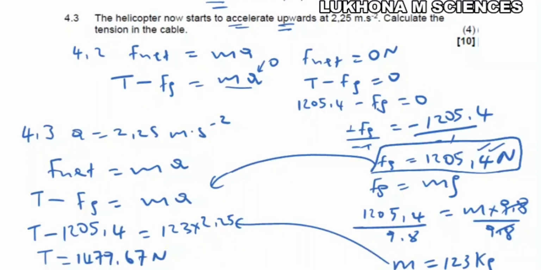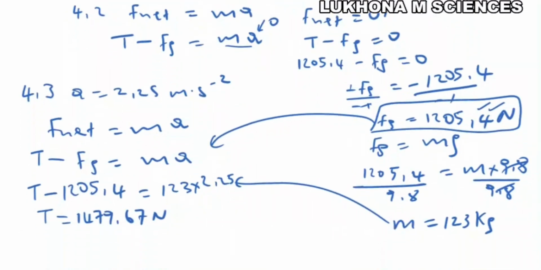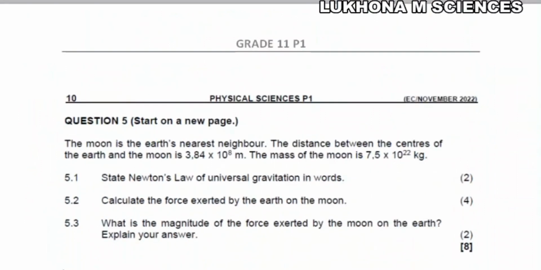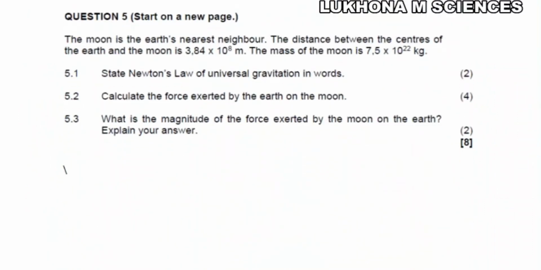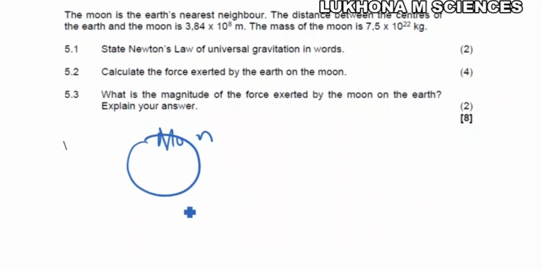Question number 5. This is question number 5. A moon is the Earth's nearest neighbor. So we have the moon here. Let's say this is our moon. Then we have Earth. Let's say this is planet Earth. Earth is bigger than the moon.